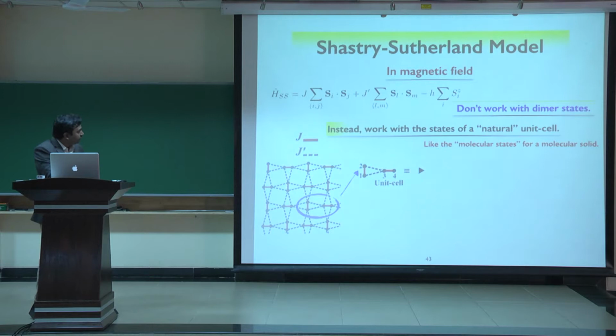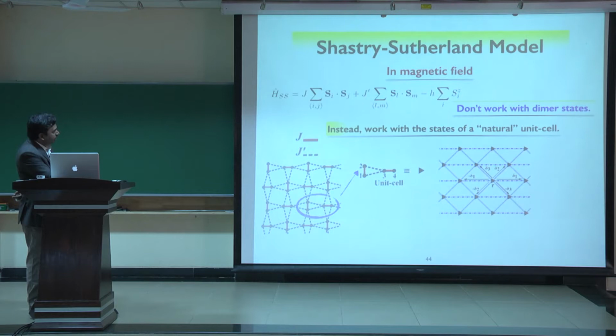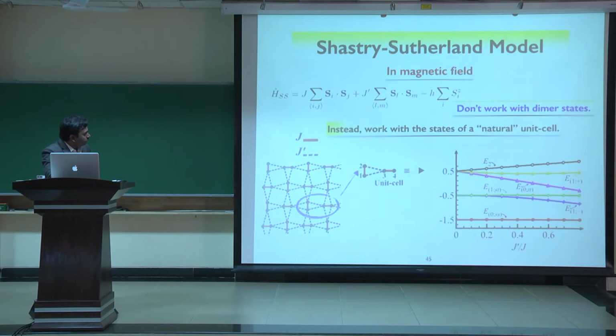And then, just like we did the exercise for a single dimer in the magnetic field, first let us understand the unit cell problem in the magnetic field. If you view it, this lattice would look like a triangular sort of lattice in terms of unit cells. So let us just discuss the states of this unit cell.